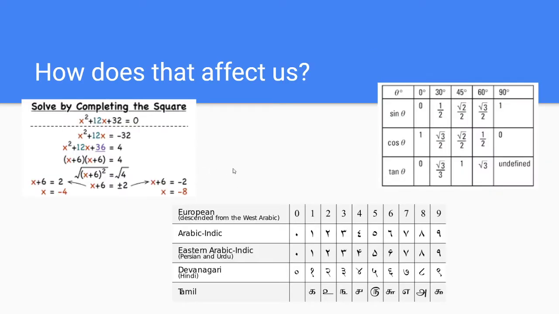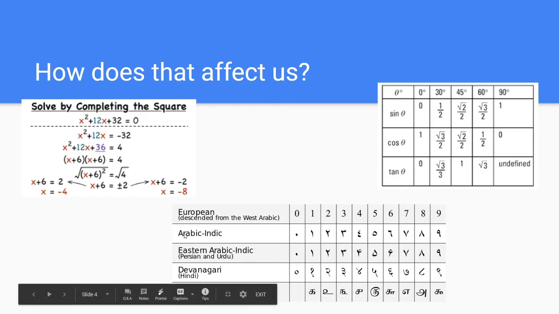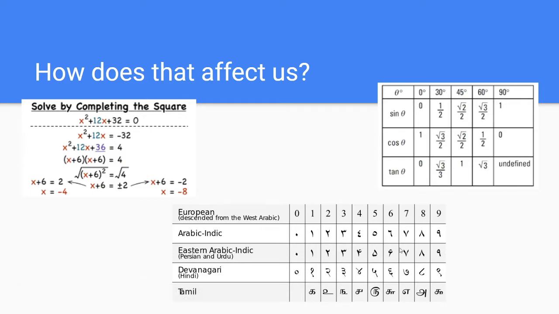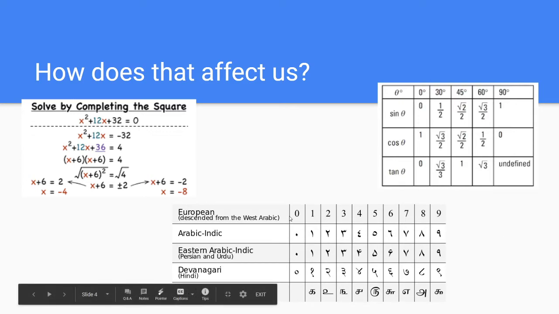So how does that affect us? Well, once again, completing the squares, major part of Algebra 1. We all learn it, we all have fun with it, it's so much fun. And with the Hindu Arabic numerical system, he introduced it to Western society. So without him transcribing work and introducing that to the Western cultures, we wouldn't really have our little 0 through 9 digits, because he introduced that to us.